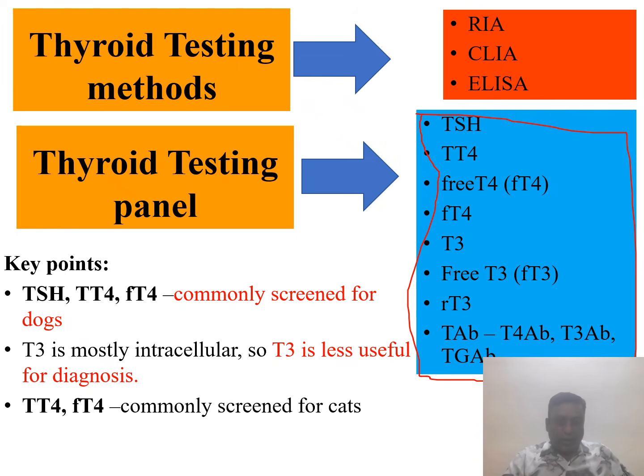However, the key points in veterinary practice: we are using TSH, total T4, and FT4. They are commonly screened for the dog. T3 is mostly intracellular, so T3 is less useful for diagnosis. However, total T4 and FT4 are commonly screened for cats. So when we look at canine hypothyroidism, the most important are TSH, total T4, FT4, and total T3, which we generally use. This we will discuss in the next slide.